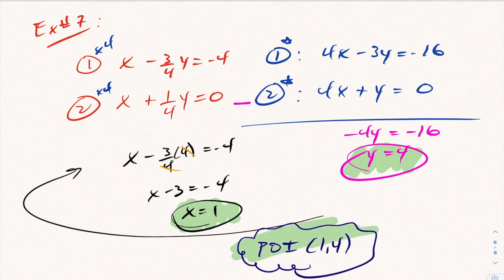All right, so there you go. There's another example here, and that covers the idea of solving systems of linear equations algebraically using either substitution or elimination. Thank you.